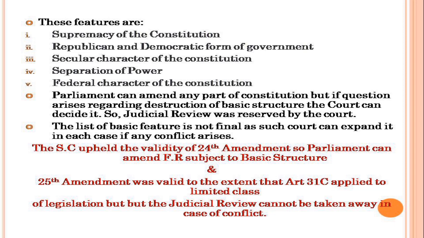Now the very important and very interesting point was whether there is a list of basic features. Now the thing is that there is no list of basic features, it is not final as such. Court can expand it in each case if any conflict arises. इसका मतलब कोई conclusive list नहीं है basic feature का, और टाइम टू टाइम अगर कोर्ट को लगता है कि ये पर्टिकुलर प्रिंसिपल को बेसिक स्ट्रक्चर में डाला जाए तो कोर्ट उसको डाल सकता है उस डॉक्ट्रिन ऑफ बेसिक स्ट्रक्चर के प्रिंसिपल्स में.